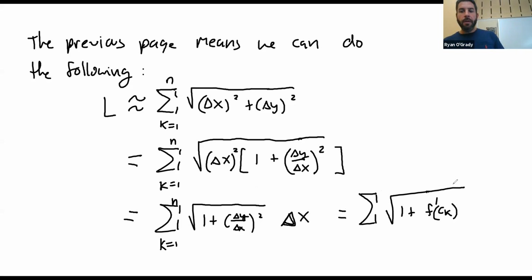The square root of one plus f prime evaluated at c_k quantity squared, times delta x. This is a Riemann sum. And it explicitly tells us what the function is.